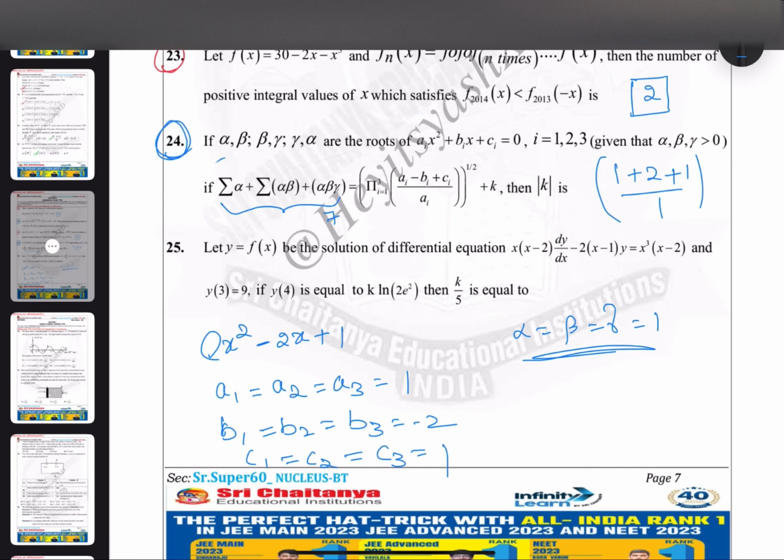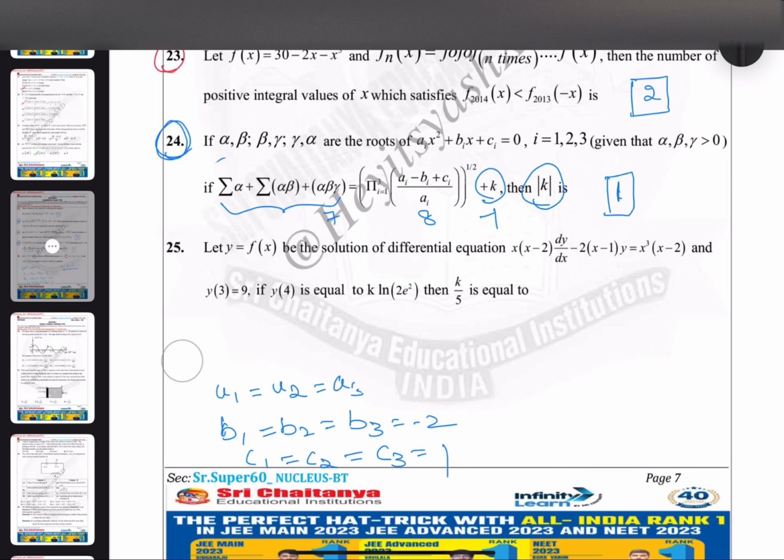Alright, similarly for a2, b2, c2, similarly for a3, b3, c3. So this is that product, and the power half. So this is 4 cube. 4 cube is 64. 64 power 1 by 2 is 8. So this value is 8. So your k is minus 1. So mod k is simply 1. You can solve this question in 1 minute if you can exploit the weakness of this question.